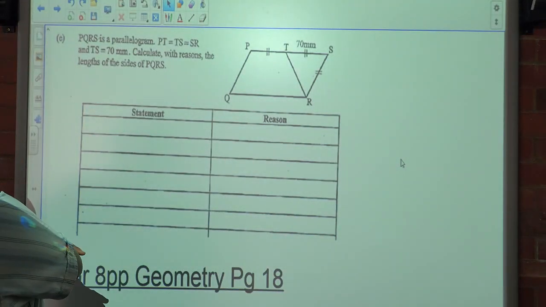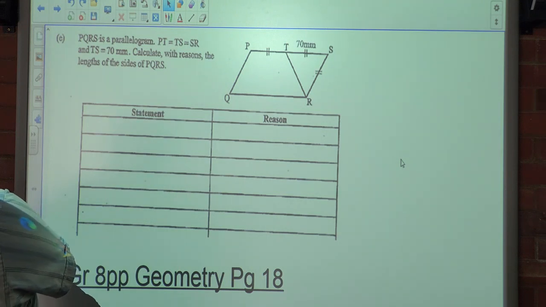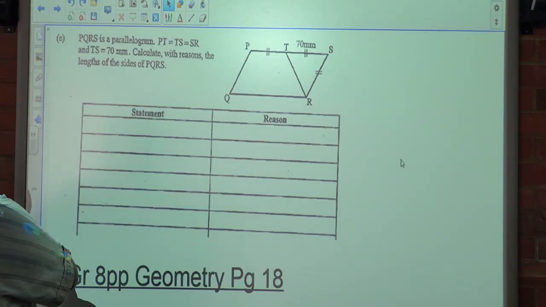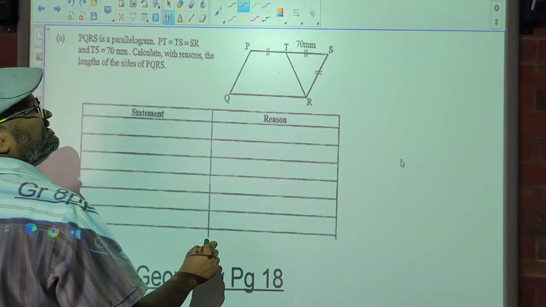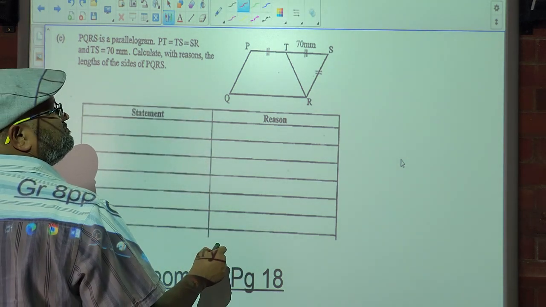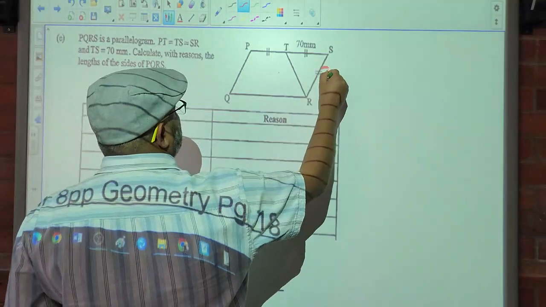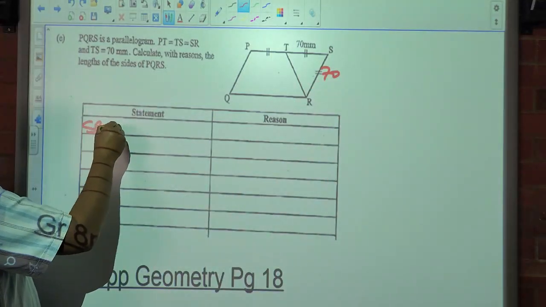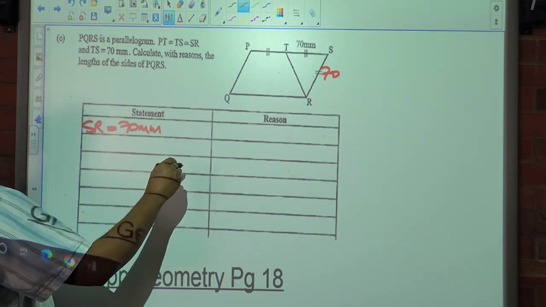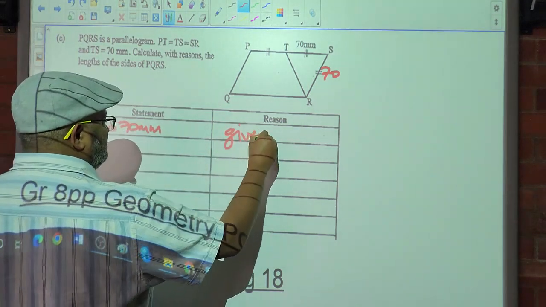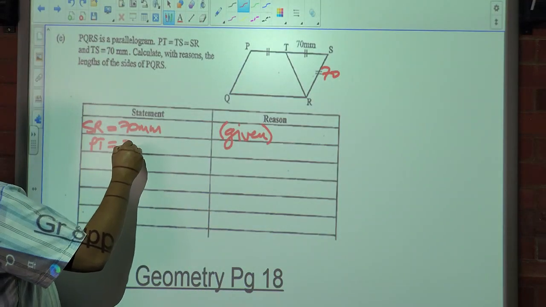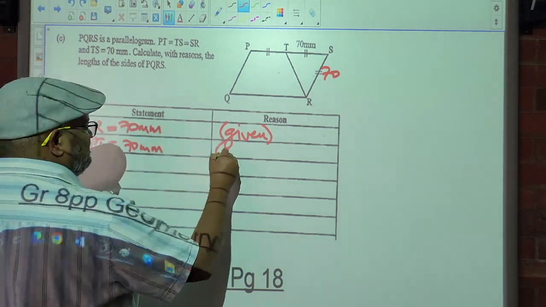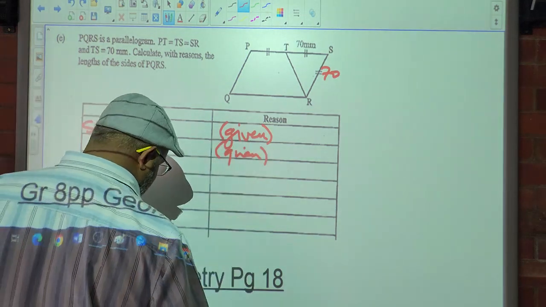Then we are told that PT is equal to TS, which is equal to SR, and TS is equal to 70 millimeters. Calculate with the reason the length of the sides of PQRS. So what can we calculate first? SR is 70 millimeters. Why? Given. Now what? PT is 70. Why? Given. Next.